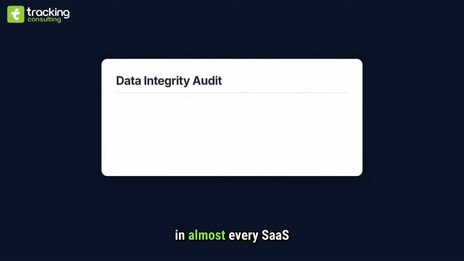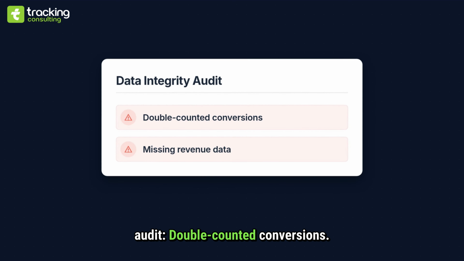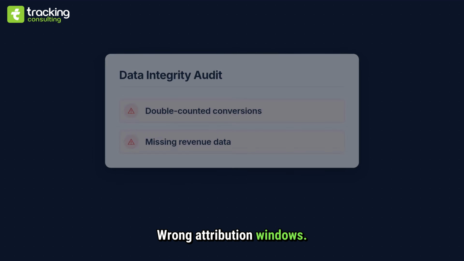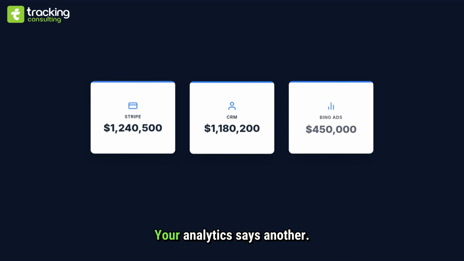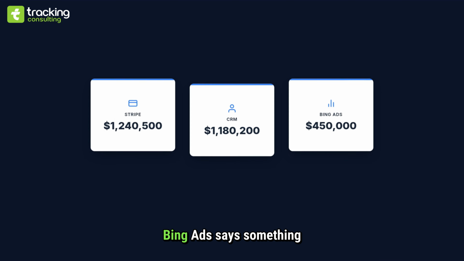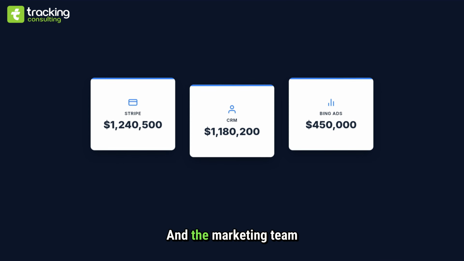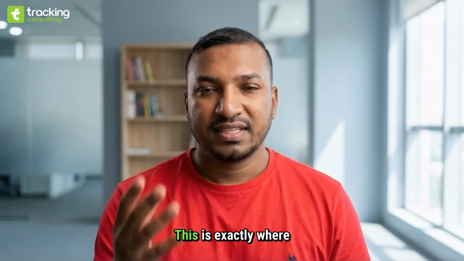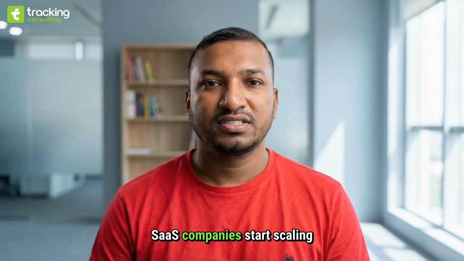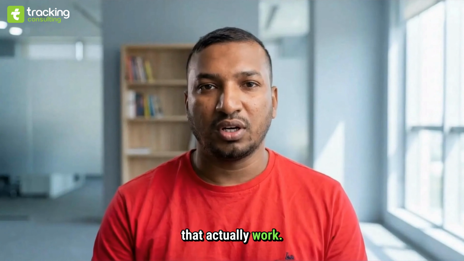Here's what I see in almost every SaaS audit. Double-counted conversions, missing revenue data, wrong attribution windows. Your backend says one thing, your analytics says another, Bing Ads says something else, and the marketing team is stuck guessing. This is exactly where SaaS companies start scaling the wrong campaigns and kill the ones that actually work.